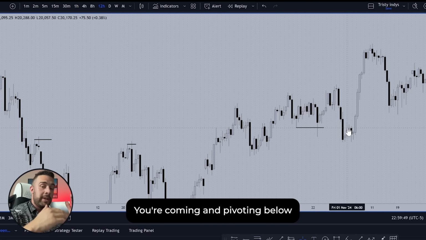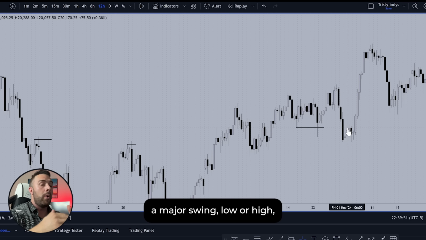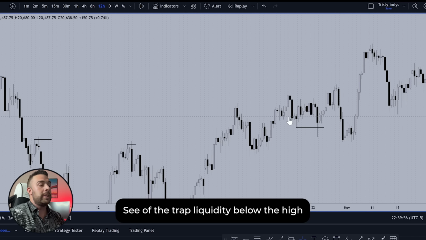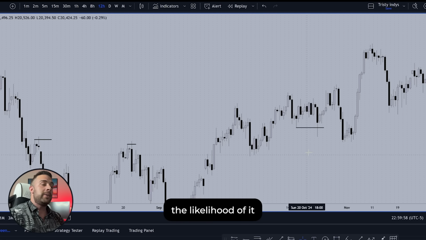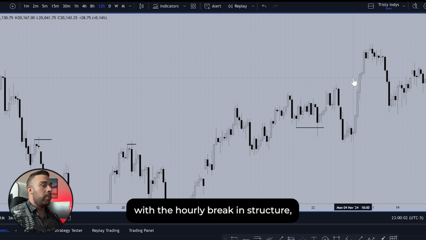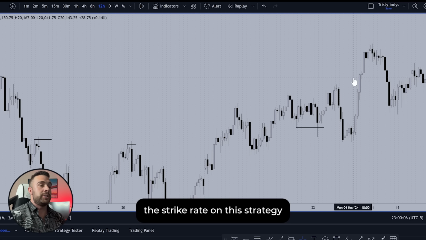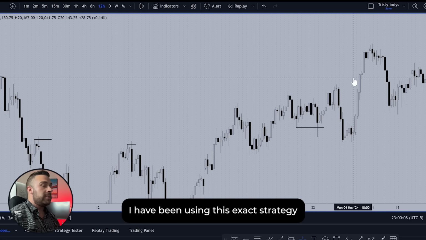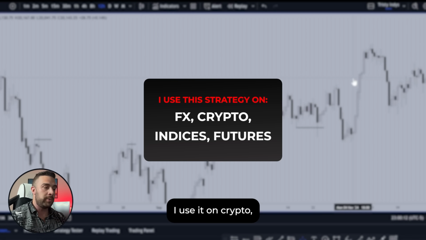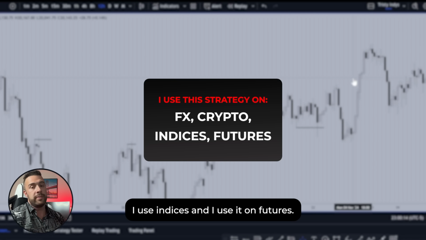You're coming and pivoting below a major swing low or high, and you're pushing the other way. So you have the trapped liquidity below the high or the low. The likelihood of it going the opposite direction is extremely high. Now, when you couple that with the hourly break in structure, the strike rate on this strategy is extremely high. I have been using this exact strategy for the last 2 years, and I use it on FX, crypto, indices, and futures.